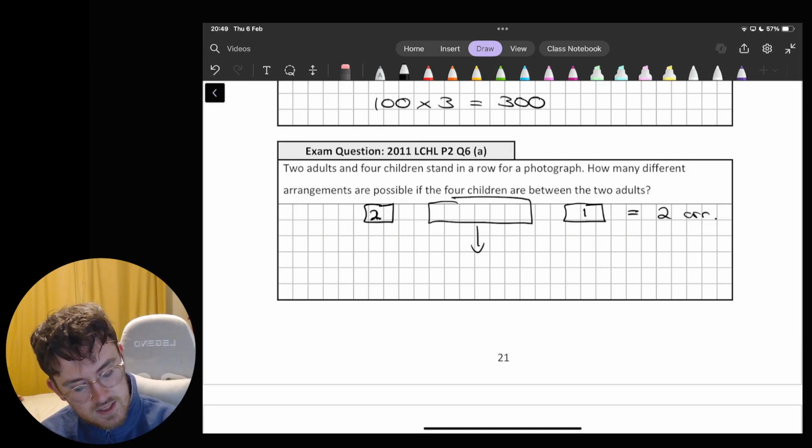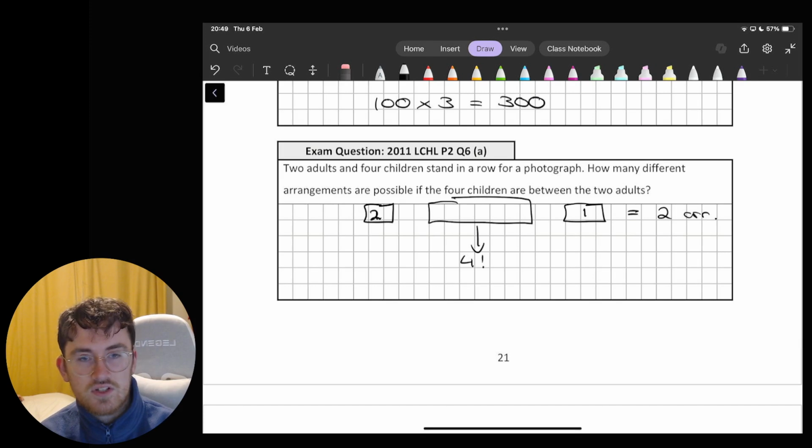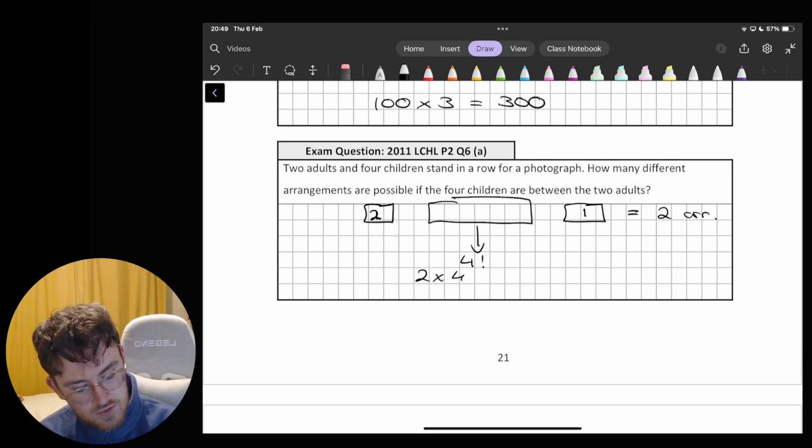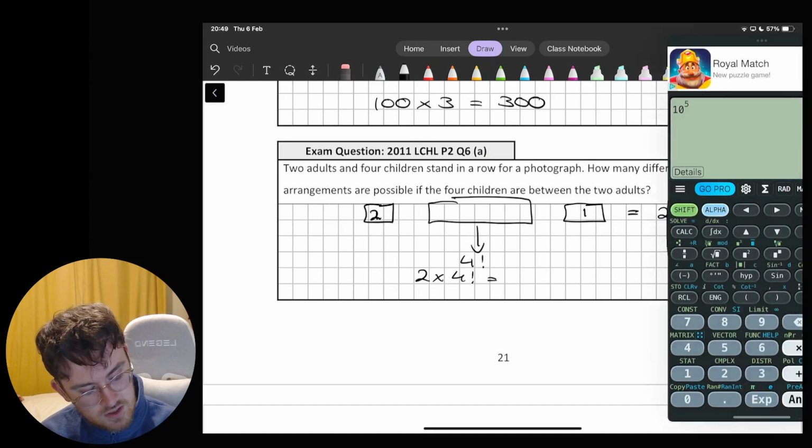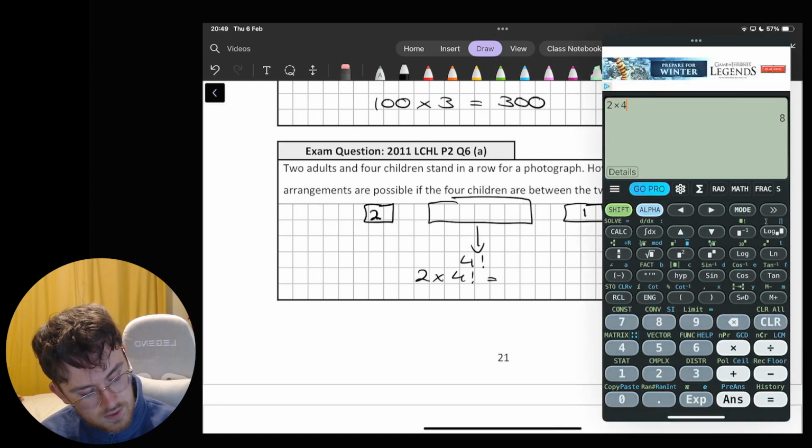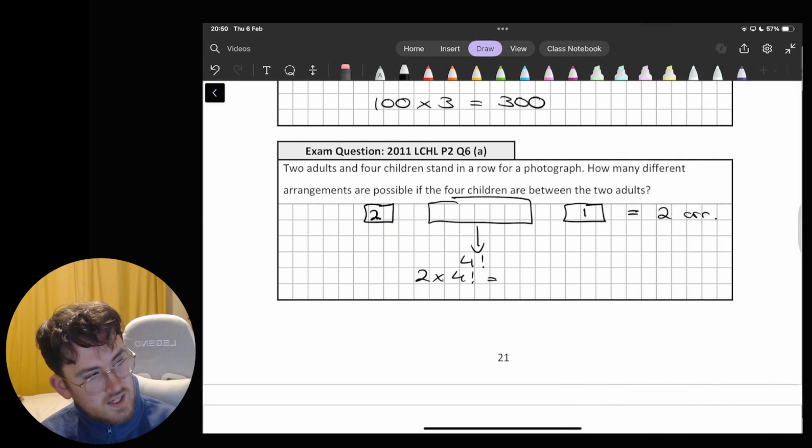We also need to consider that there are 4 factorial different ways of arranging the children within the scenario. So there's 4 factorial different ways of arranging those children. So 2 times 4 factorial gives me an answer of 48.